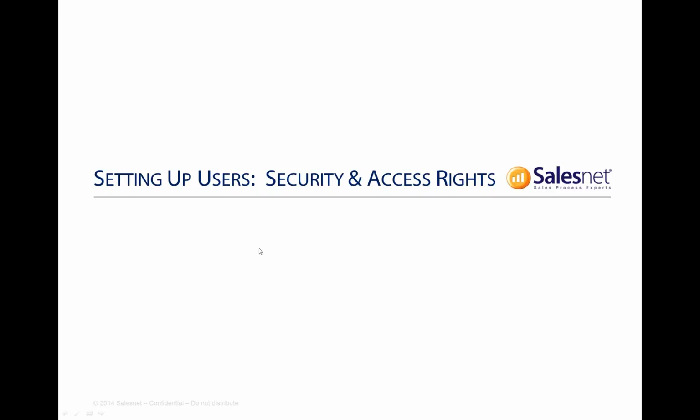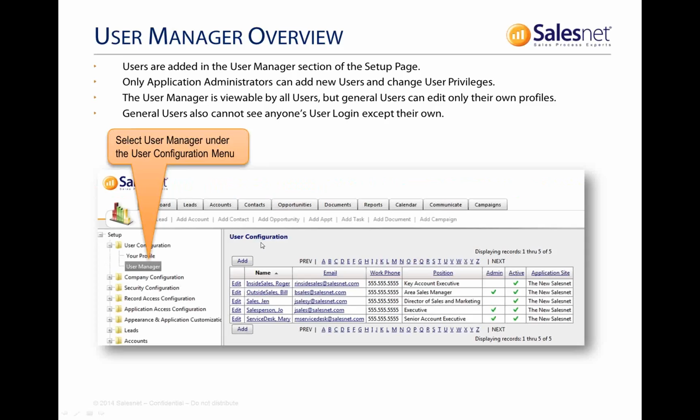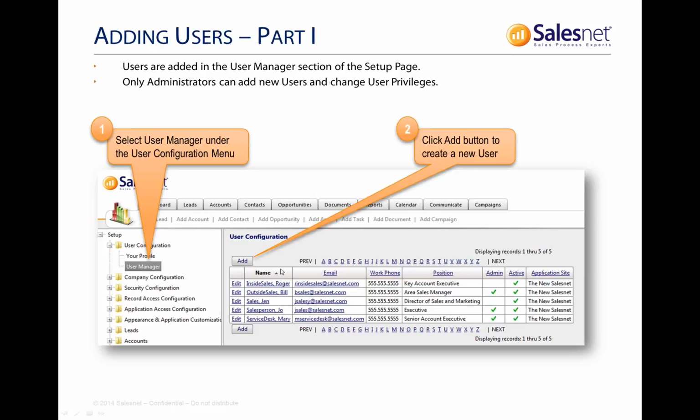All right, so this takes us right into security and access rights. So this is the basics of user management, what you can grant to users as far as record access, and then what kind of functions they can perform in Salesnet. Okay, so the user manager is where you're going to configure your users. So in the setup area, you've got the user manager section, and this is where you can add or edit users from here. As an administrator, you're the only one able to actually edit the users.